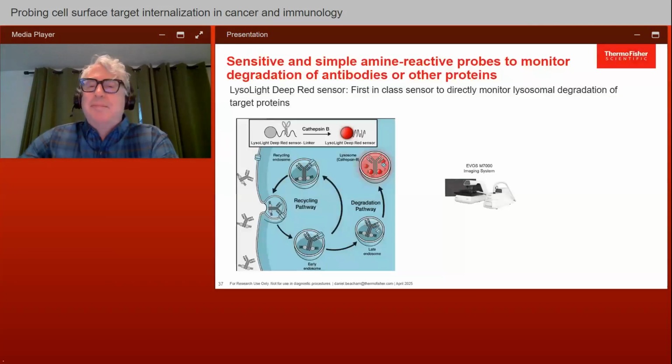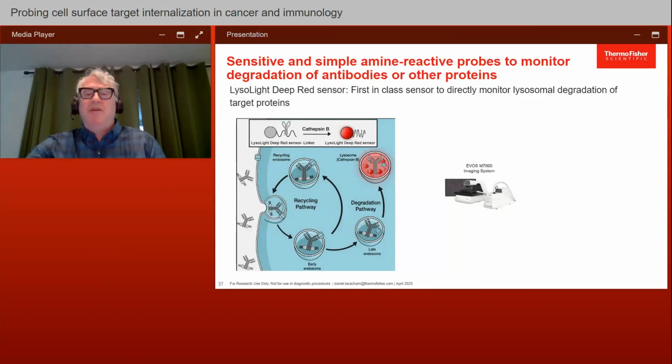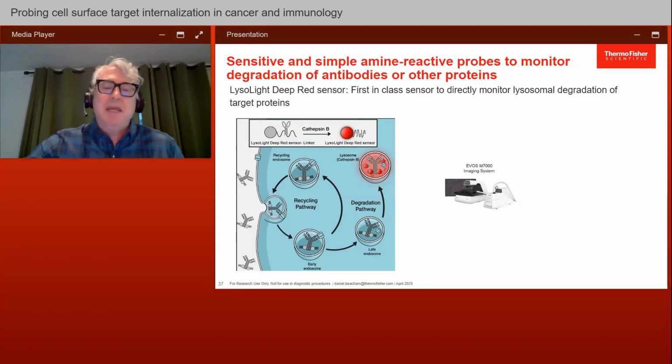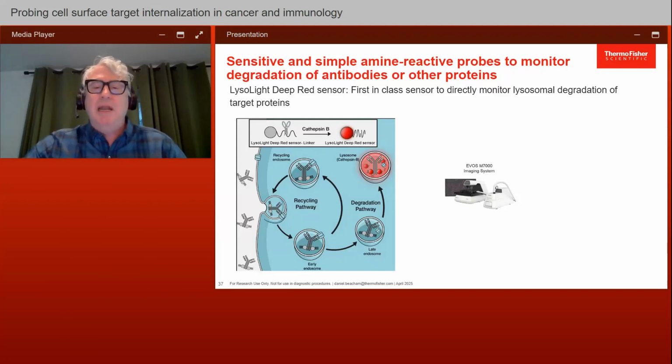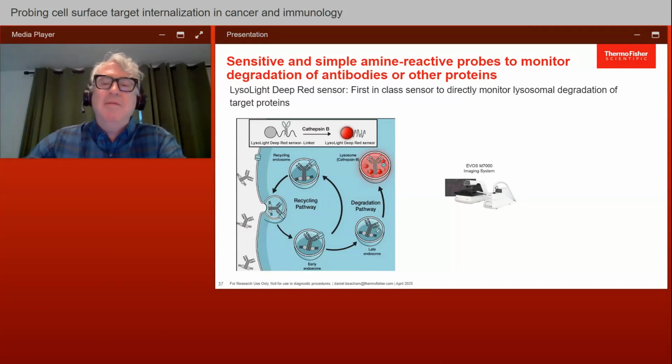But here in the next slide, I want to leverage a specific enzyme activity that's only in the lysosome, and that's cathepsin B. So this is another depiction of that pathway, cell surface targets trafficking into early and later endosomes, and then ultimately a lysosome, where in addition to LAMP, the catabolic enzyme cathepsin B can cleave substrates at a specific linker, and in our case, free a quencher from a fluorophore and generate a fluorogenic signal.